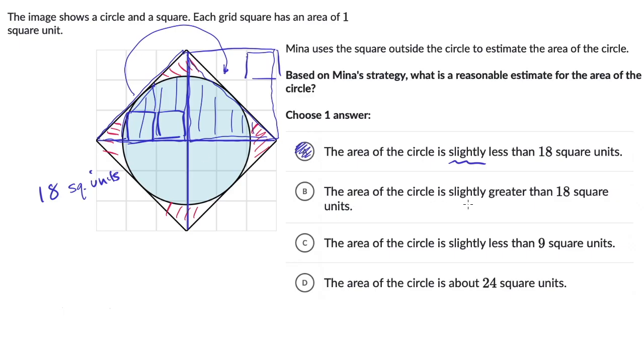The area of the circle is slightly greater than 18 square units. No, definitely not. That would imply that it had, yeah, no, I don't like that one. I'm going to cross it out. The area of the circle is slightly less than 9 square units. No, 9 square units would be a lot smaller than that. We know it's not that small. The area of the circle is about 24 square units. No, once again, it can't be larger than 18. So we're going to rule that one out as well.